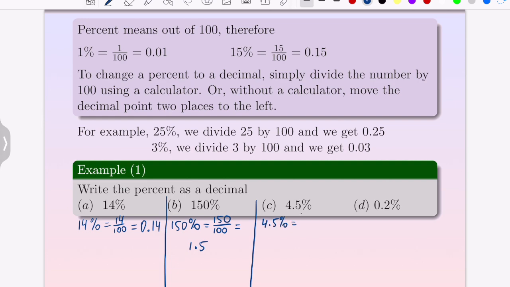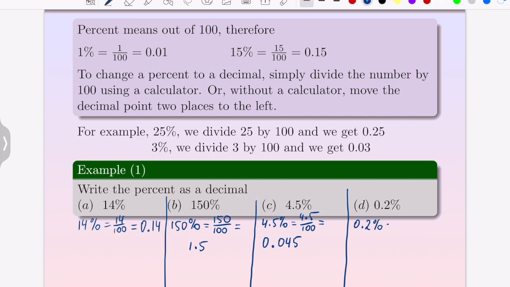4.5%, this is 4.5 out of 100. We can either simply divide this, or we can move the decimal. So this decimal is here, 1 and 2. We would need to fill it in with zeros, and we get 0.045. 4.5%, because from 4.5 we move the decimal 1 and 2 to the left, or simply divide on a calculator, 4.5 divided by 100.